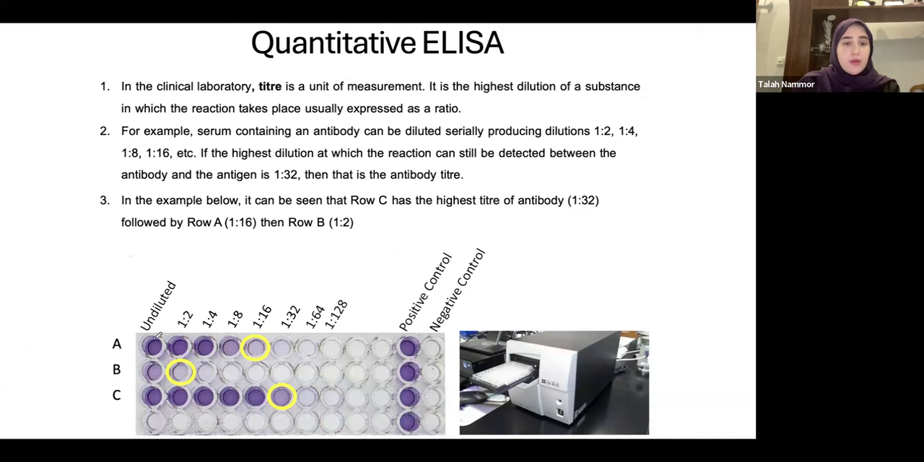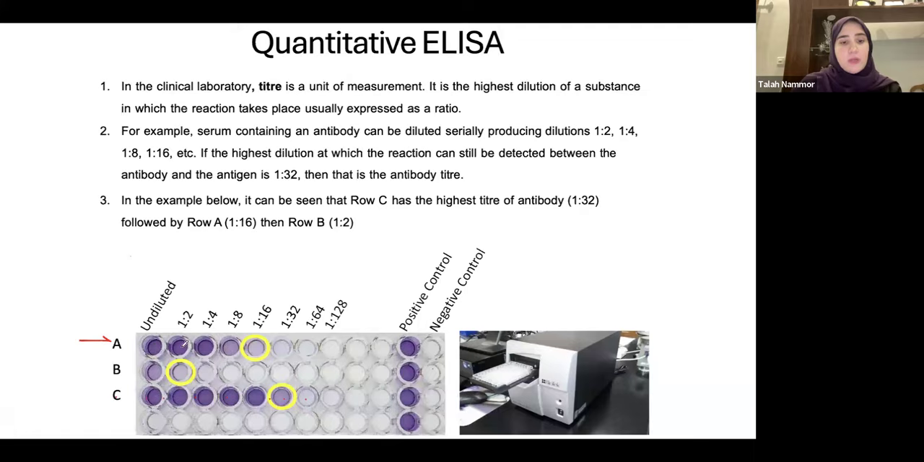So we want to know the concentration of something. We have A, B, and C. What do you think has the most concentration? Obviously, it's going to be C. Why? Because look how many dilutions it went through until the color changed. Do you get what I mean? A reaction happened, but we want to know the concentration of the antibody that we put or the antigen that we put for a specific exam.